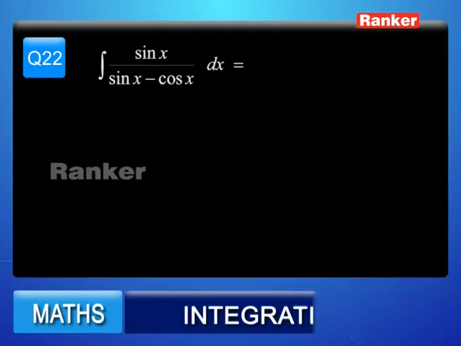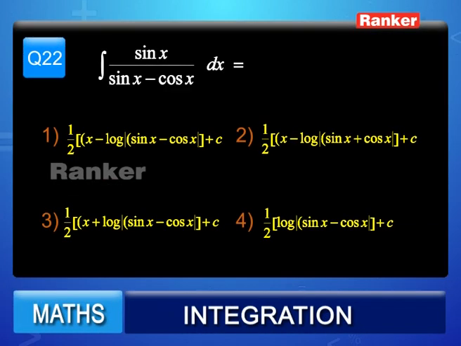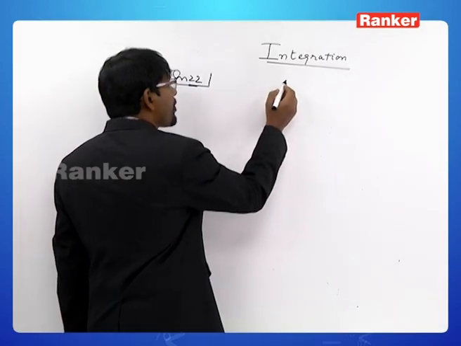Let us move to the next question, question number 22. Integral of sin x by (sin x minus cos x) dx. First option, half of x minus log of mod of sin x minus cos x plus c. Second option, half of x minus log of mod of sin x plus cos x plus c. Third option, half of x plus log of mod of sin x minus cos x plus c. And fourth option, half of log of mod of sin x minus cos x plus c. Let us see how it goes here.